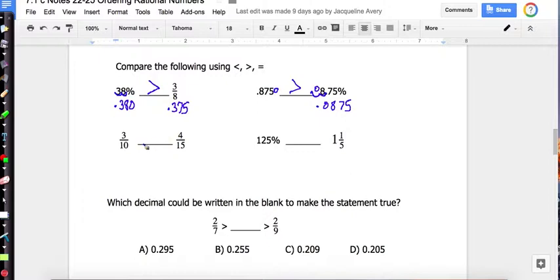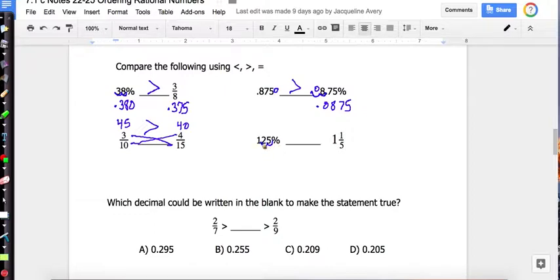Okay, 3/10 and 4/15. We can use our cross products trick. So 3 times 15 is 45. 4 times 10 is 40. And how does 45 compare to 40? Good, it's greater than.